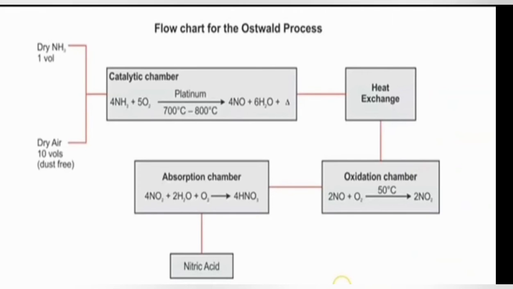Then comes this flow chart. You can just take a screenshot of this: what happens in the catalytic chamber, then the heat exchanger, the oxidizing chamber at 50 degrees Celsius, then the absorption chamber, and then finally we get our nitric acid.